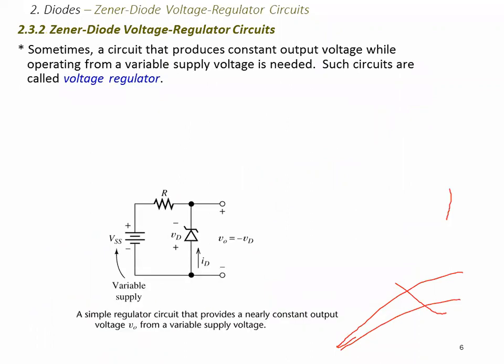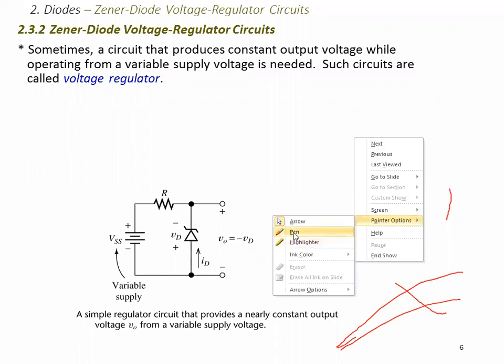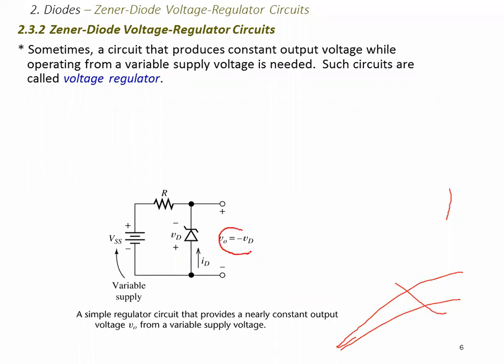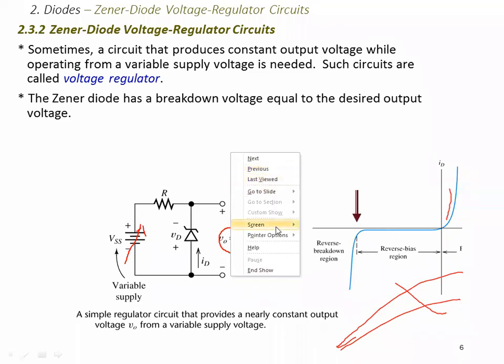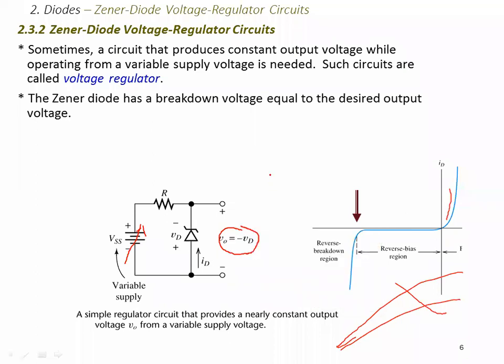So sometimes a circuit that produces constant output voltage while operating from a variable supply voltage is needed, and such a circuit is called a voltage regulator. So since we said that a Zener diode will maintain a voltage which is equal to its Zener voltage, then even if the voltage here changes, it will maintain a constant voltage, right? So the Zener diode has a breakdown voltage equal to the desired output voltage, right? So if you need 12 volts, you just need a Zener diode with a Vz equal to 12, then you connect it in reverse bias and it will maintain that voltage.